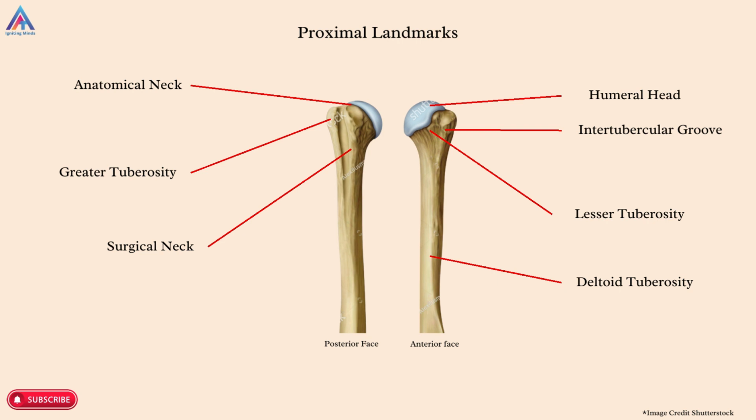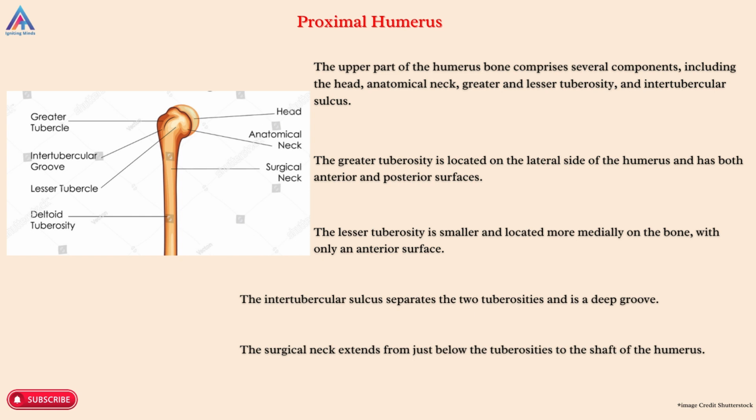Proximal landmarks for the humerus include the anatomical neck, the greater tuberosity, the surgical neck, the humeral head, the intertubercular groove, the lesser tuberosity, and the deltoid tuberosity. The upper part of the humerus bone, known as the proximal humerus, is made up of several components. These include the head, anatomical neck, greater and lesser tuberosity, and intertubercular sulcus.